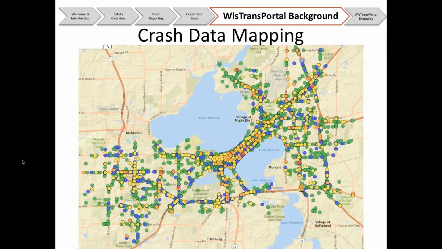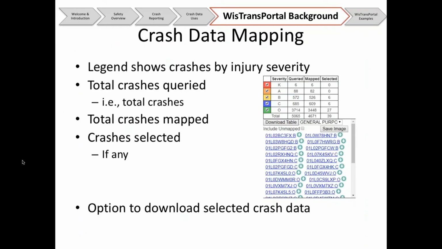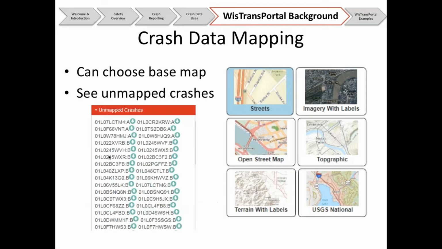So you can see here on the mapping side of it, here's that legend of information. So the total crash is queried, the total crash is mapped. If we show a selection, which I'll show you here in a little bit, it'll show you the crashes that were selected. And I can save that image, I can include the unmapped, and I also have the option to download that selected crash data.